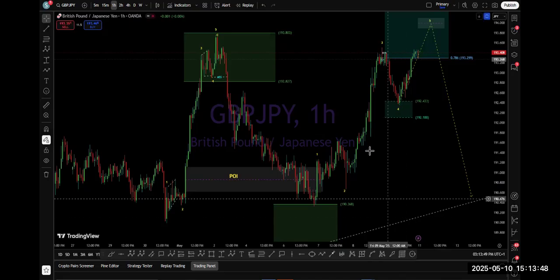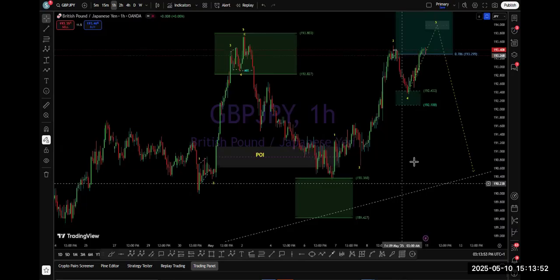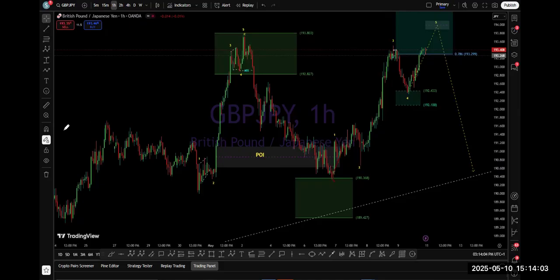So Pound JPY is making 5 waves on the 1 hour time frame. As you can see, I labeled it with one, A, B, C, expanded flat, wave 2, wave 3, wave 4, wave 5.